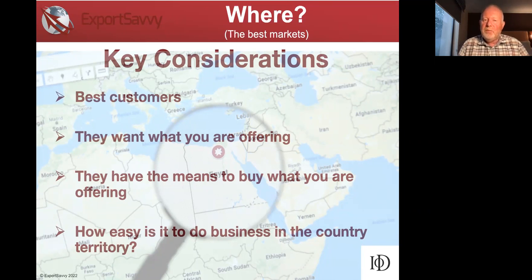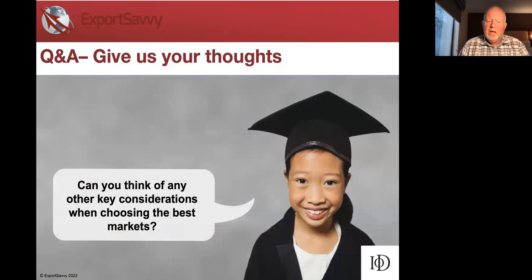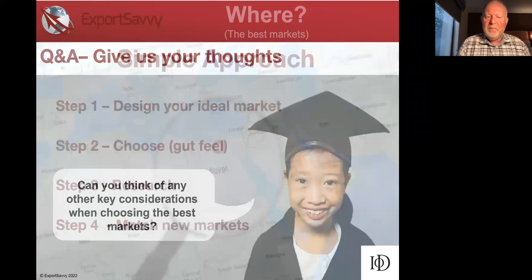Now, there is a lot of help available to help you to choose markets. Department of International Trade are particularly good at this, and they will help you. But it's a really important thing to do. And there is a little system that you can use that will help you. Now, can you think of any other key considerations when choosing markets? If you can, please put them into the Q&A, and that will help us think about those.